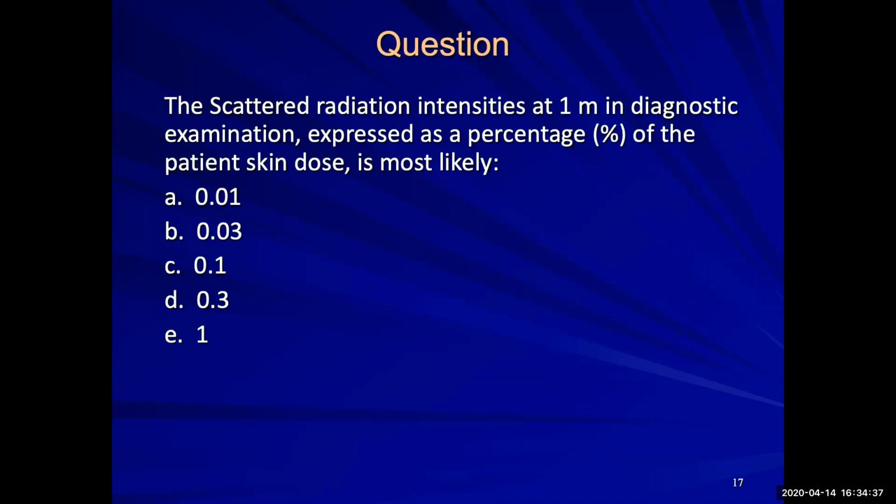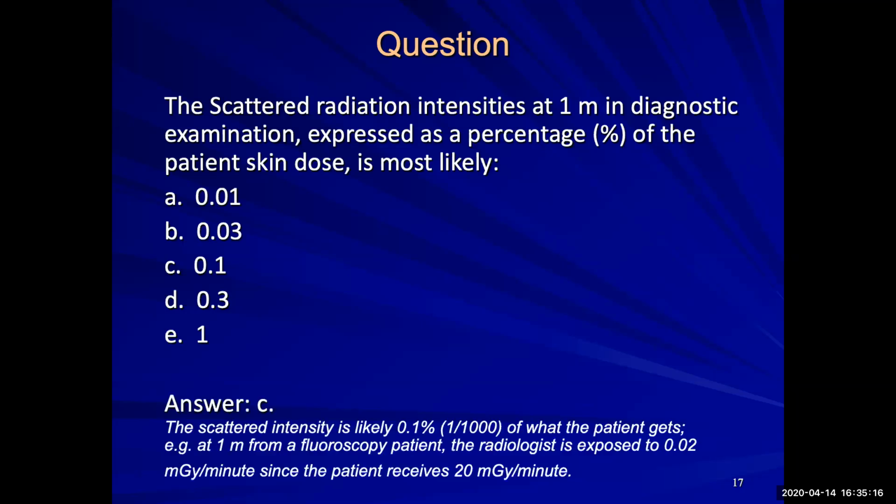The scatter radiation intensity at 1 meter in a diagnostic examination, expressed as a percentage of the patient's skin dose, is most likely how much? Okay, C. Okay, I have C and D. So let's explain that. The answer is C, 0.1. So the scatter intensity is likely 0.1%.